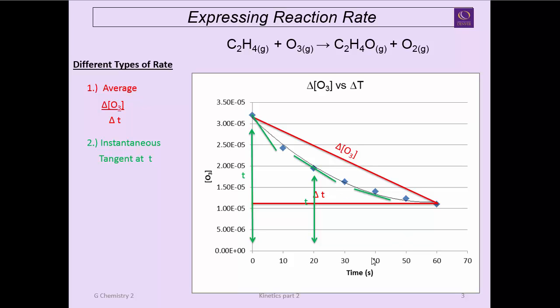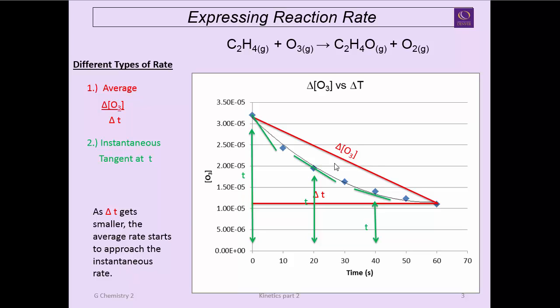And if I wanted to find the instantaneous rate at 40 seconds, I would have to find the tangent at this point. And this is where calculus comes into play, because there are formulas that will actually tell you the tangent line at each different point along this changing function. As delta t gets smaller, the average rate starts to approach the instantaneous rate.